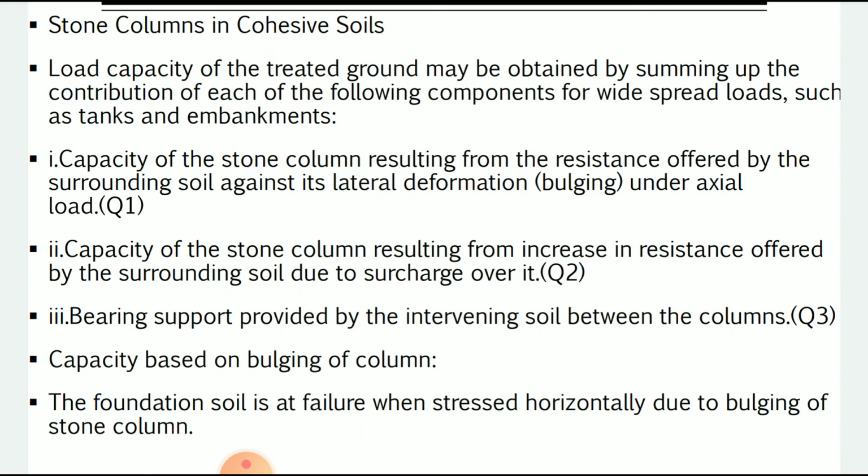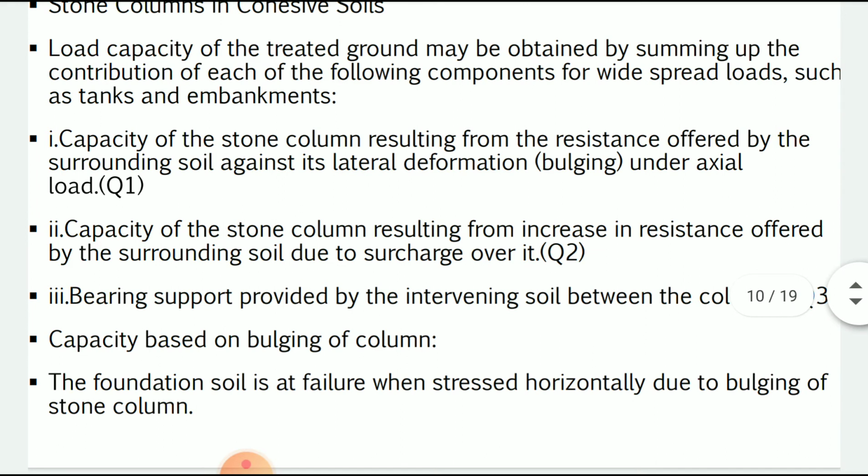In the first step, we have to calculate the capacity of the stone column resulting from the resistance offered by the surrounding soil against its lateral deformation, and that lateral deformation is also called bulging under the axial load. Axial load is nothing but the load which acts on the axis. The second is the capacity of the stone column resulting from increase in the resistance offered by the surrounding soil, and third is the bearing support provided by the intervening soil between the columns.